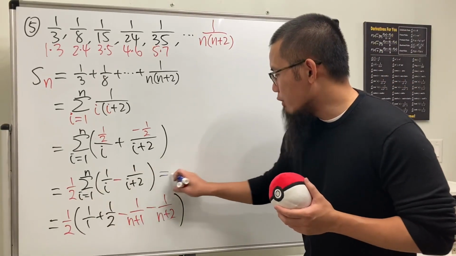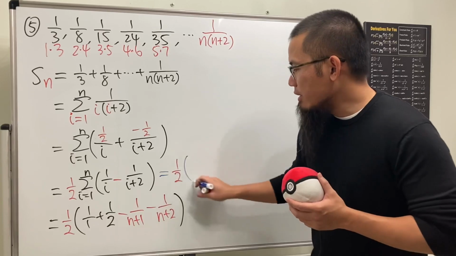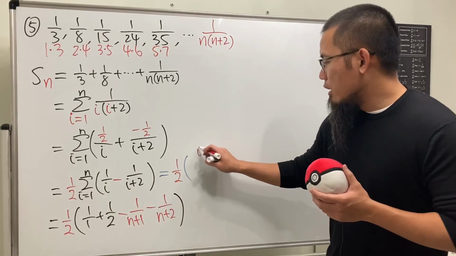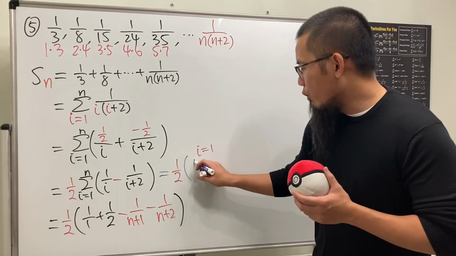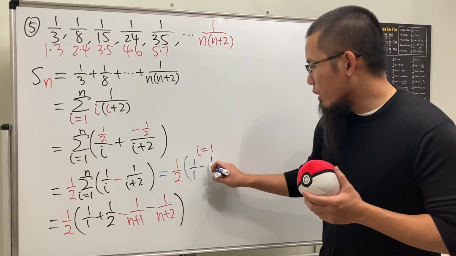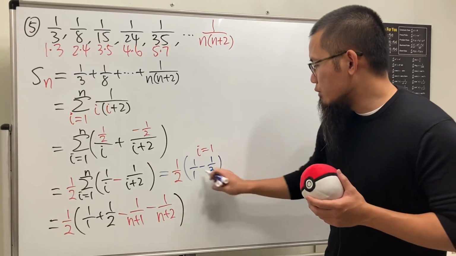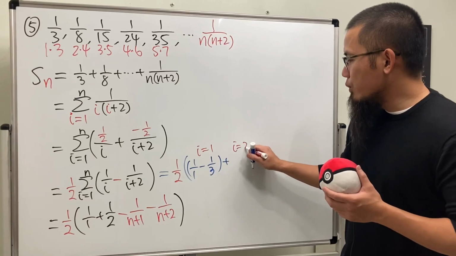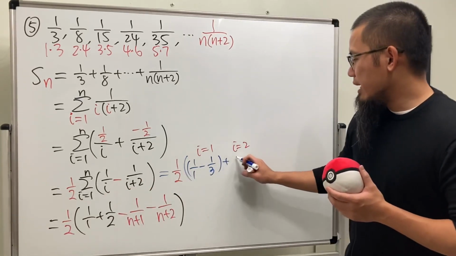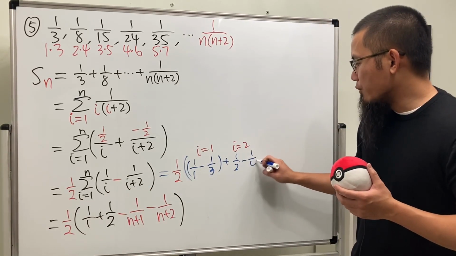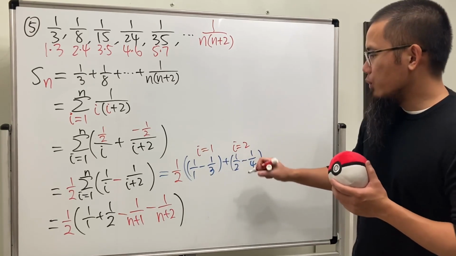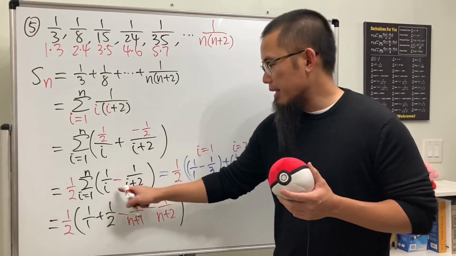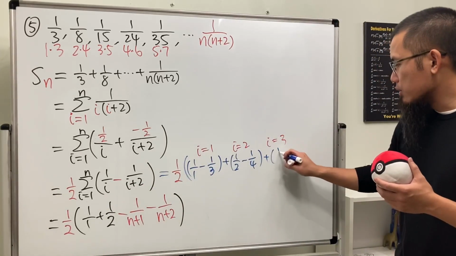First, we have the 1/2 all the way in the front. And then, let's just expand it. We are going to put in 1 into the i's. So this is the first term. We get 1 over 1 minus 1 over 3. Next, we have to put i is equal to 2 in here and here. So we get 1 over 2 minus 1 over 4. Next, we have to put i is equal to 3. So we get 1 over 3 minus 1 over 5. So far so good.